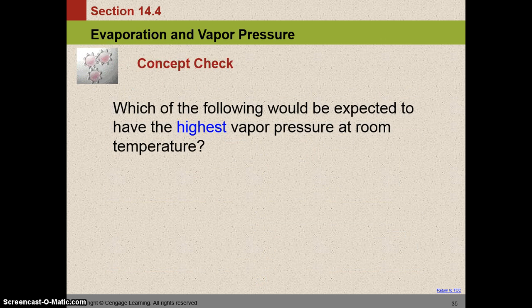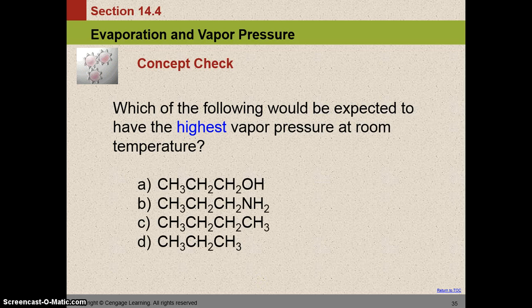Which of the following would be expected to have the highest vapor pressure at room temperature? We notice that we have a lot of things in common. We have the groups of C's. Here's the difference at the end. When we look at this, we notice that this one right here has a hydrogen bond in it, and I think that would cause it to have a lower vapor pressure.